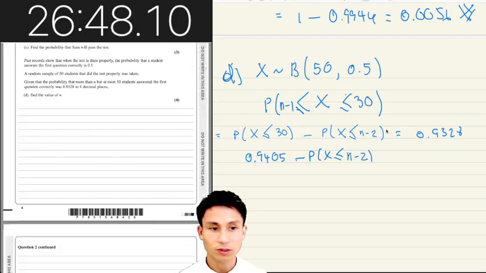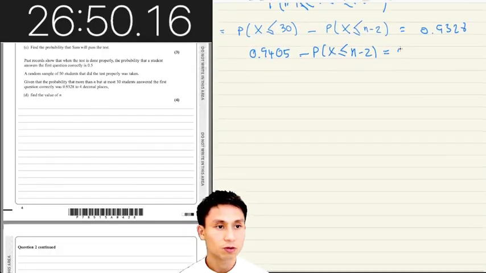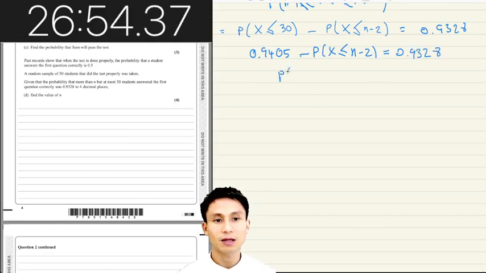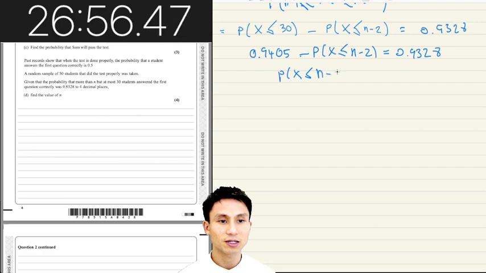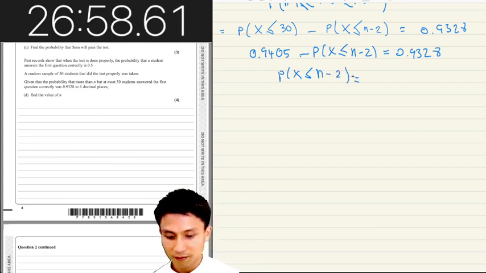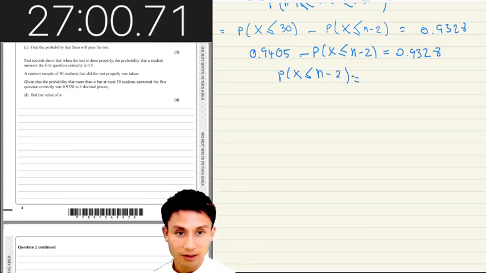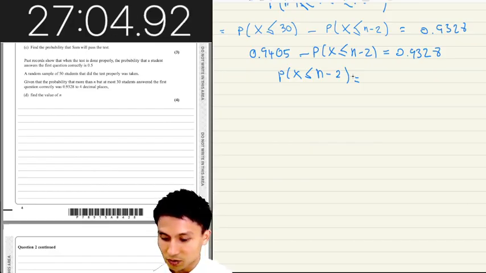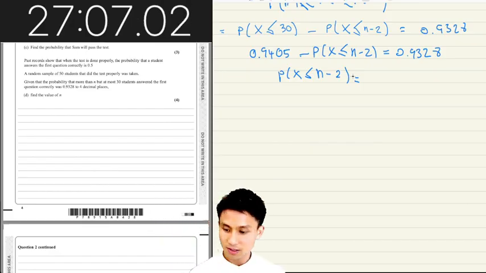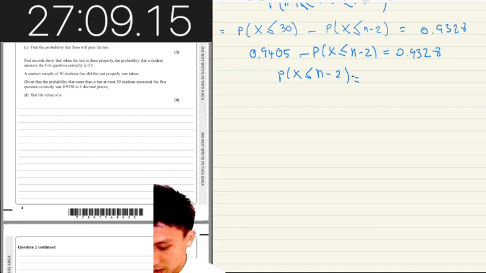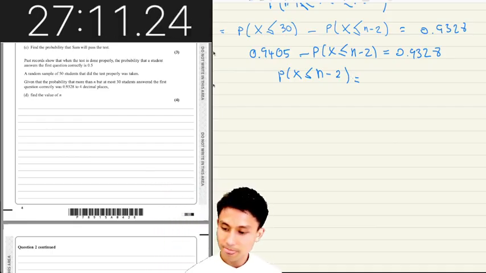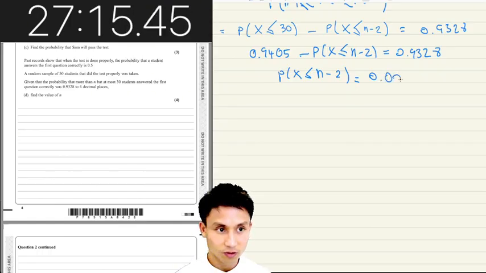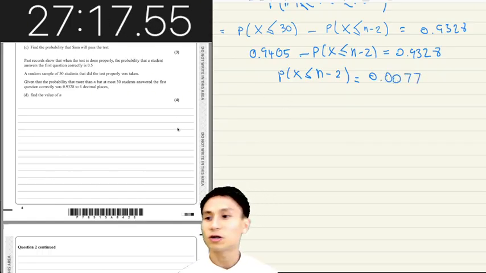So let's get back to the question there. Equals 0.9328. So making that probability the subject, we have 0.9405 minus 0.9328, right? Just checking here, being thorough, 0.0077. Now we want to solve for n, right?